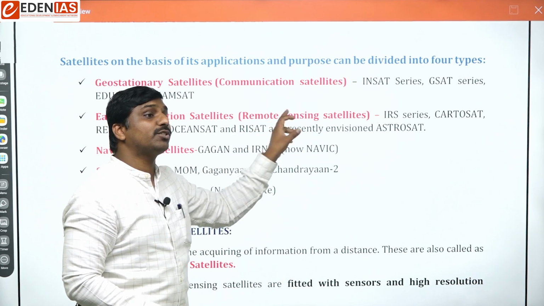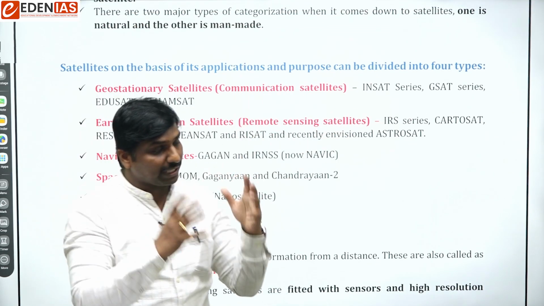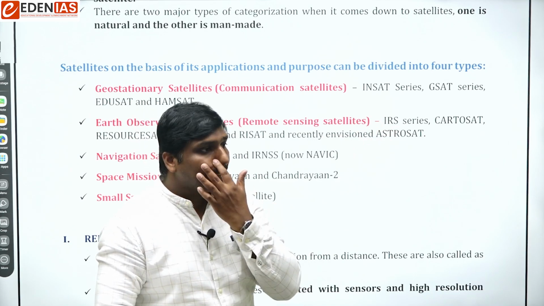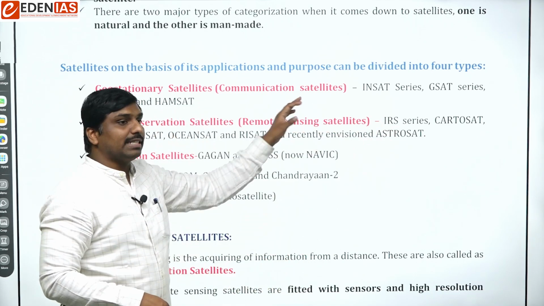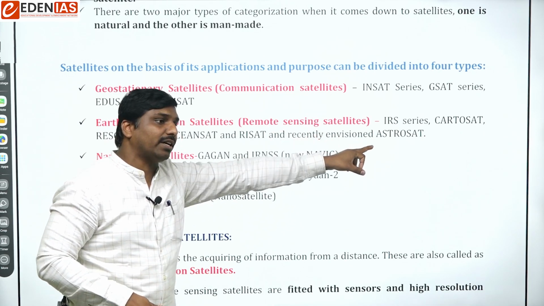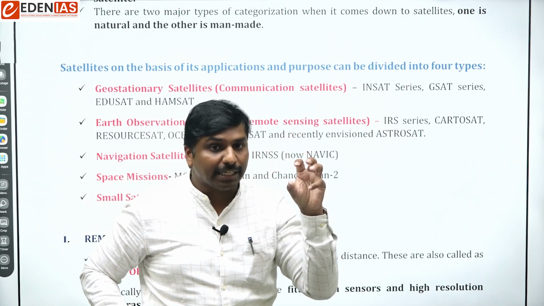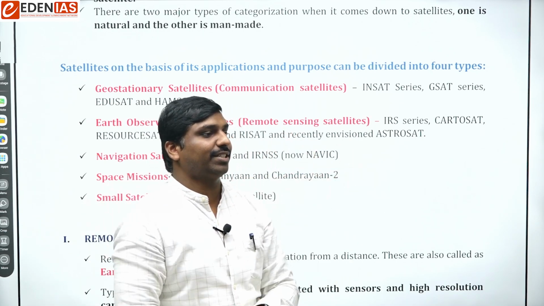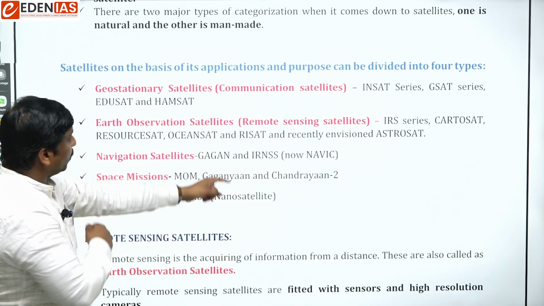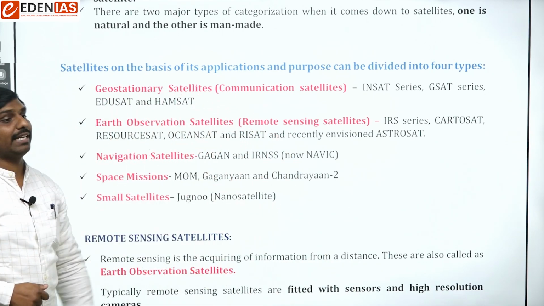And those satellites used for obtaining observation by being placed at a remote place, that means a far off place, are remote sensing satellites. So what is the chief purpose of these remote sensing satellites? Chief purpose is simply that they help in the observation of the Earth. So from that point of view, remote sensing satellites are also known as Earth observation satellites.